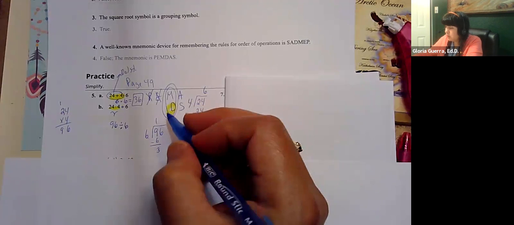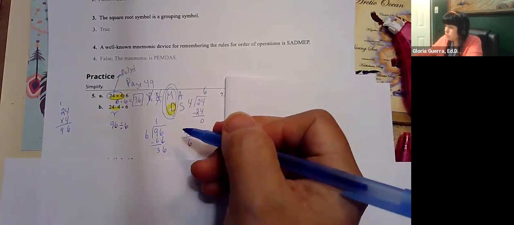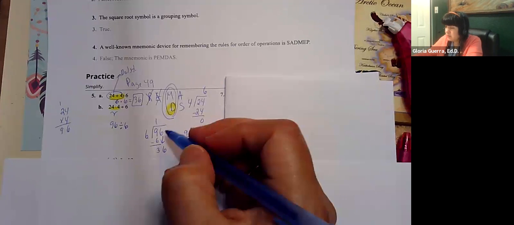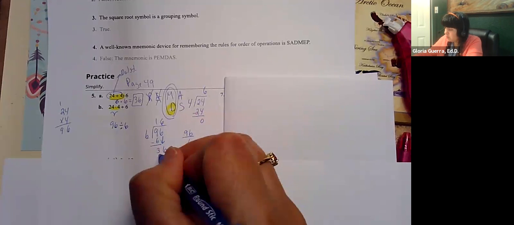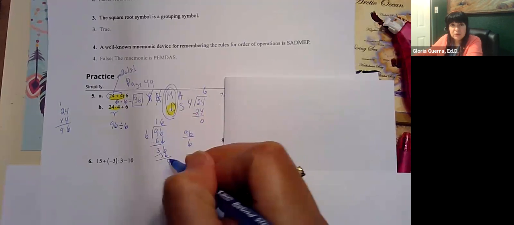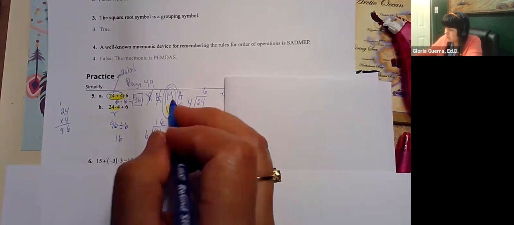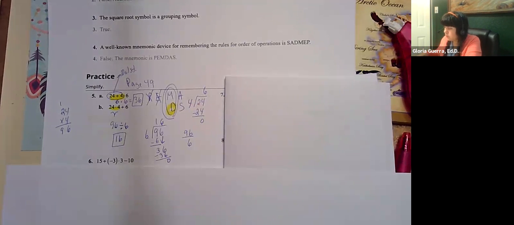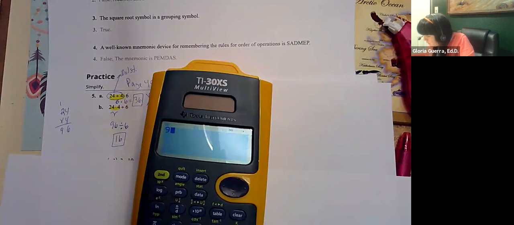9 minus 6 is 3. Then you bring down the next number. Then you start your cycle of long division all over again. How many sixes go into 36? About 6. 6 times 6 is 36. 36 minus 36 is 0. So 96 divided by 6 is 16. And so you have here 96 divided by 6, 16.